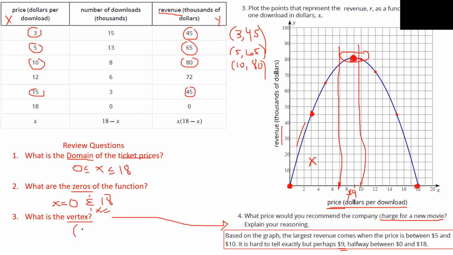And the vertex is always written as an (x, y) point. And in this case, our x value would be 9. And our y value, if we look at where it is, it's actually about 81, a little bit above 80. And if you can't see why it's a little bit above 80, there you go. Okay, because you can see that it's sticking up a little bit higher than 80 right there. That'll be considered your vertex.